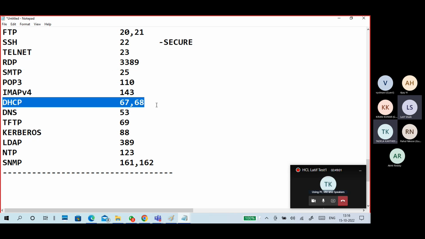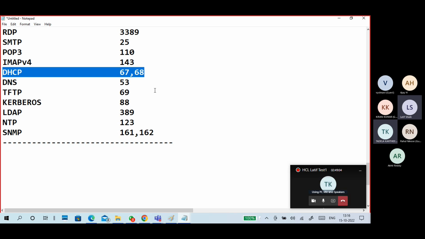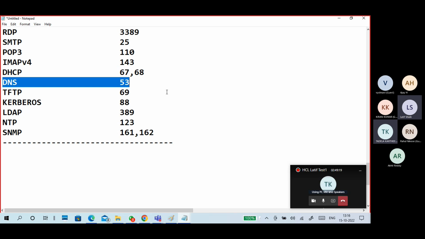DHCP, dynamic host configuration protocol, to assign an IP address to the clients. We configure IP addresses to client PCs automatically using a DHCP server. DNS: whenever the client requires an IP address for a particular domain or host, the DNS server will give the IP address. Like I want the IP address of facebook.com, DNS server gives me the IP address of facebook.com.